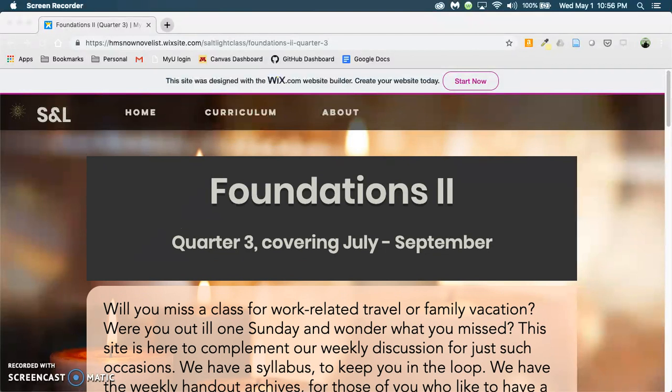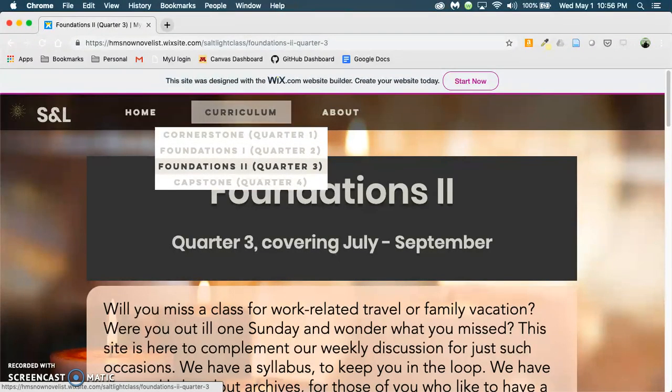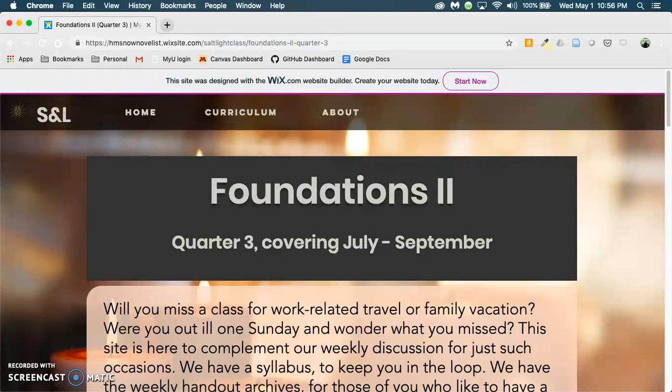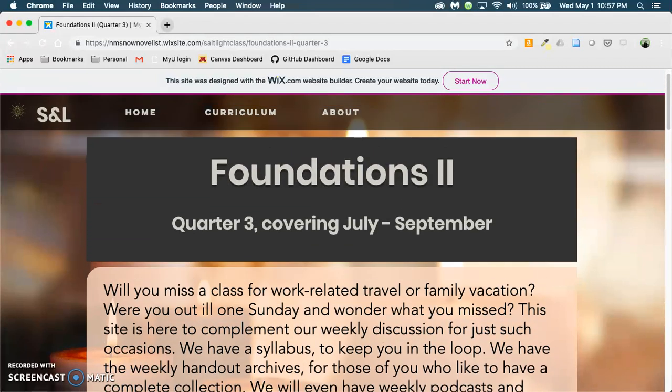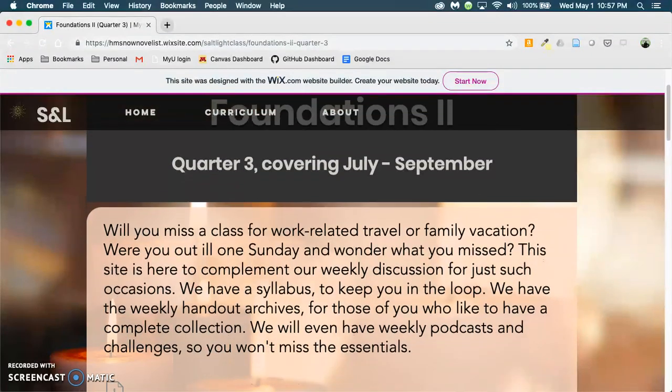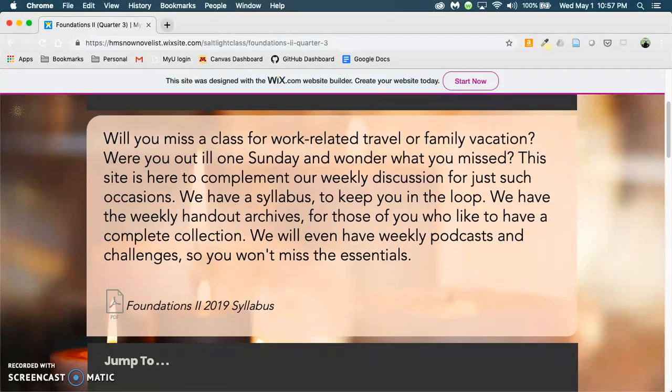And you'll notice I have a menu at the top. You look at the curriculum, there's each of the 4 quarters, but what I decided to focus on was quarter 3, which is coming up July through September. Because that particular quarter is always an issue with people traveling a lot or being out for one reason or another. And I often get asked, well, do you have any of the handouts from class? Or what did we talk about in class? So I thought it would be really useful to have an online learning environment that they could go to instead.